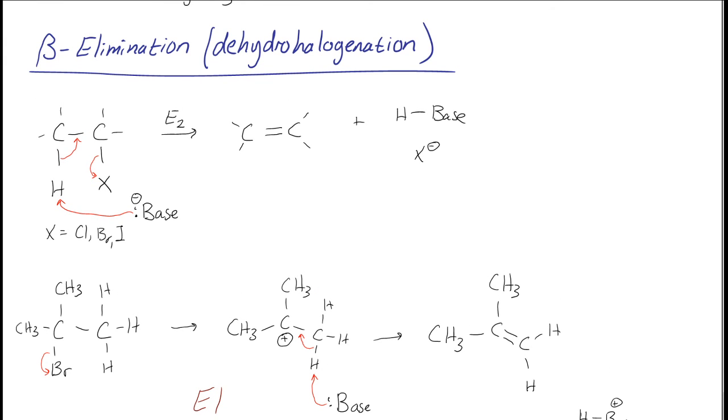So two mechanisms, E1 and E2, analogous to SN1 and SN2. The 2 stands for bimolecular, meaning two molecules have to come together at the same time, and that's the rate determining step. It's a one-step process. E1, the rate only depends on losing the leaving group and forming the carbocation.